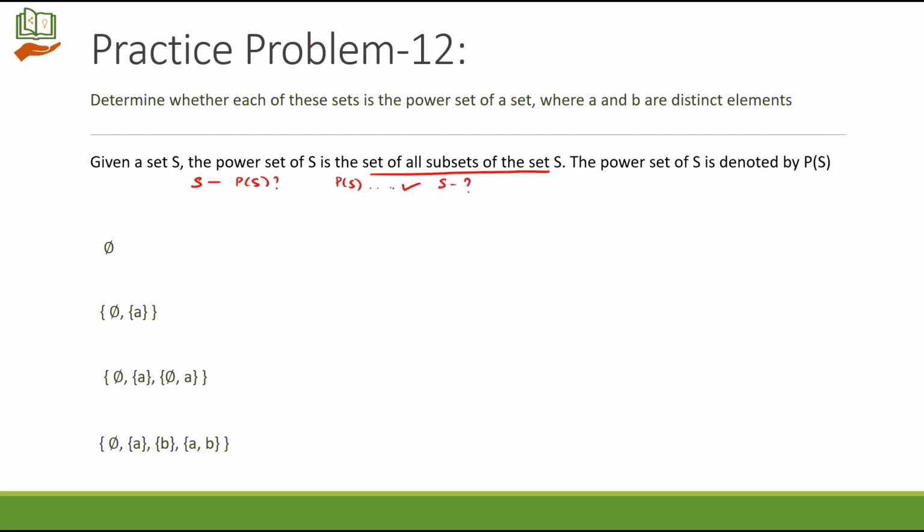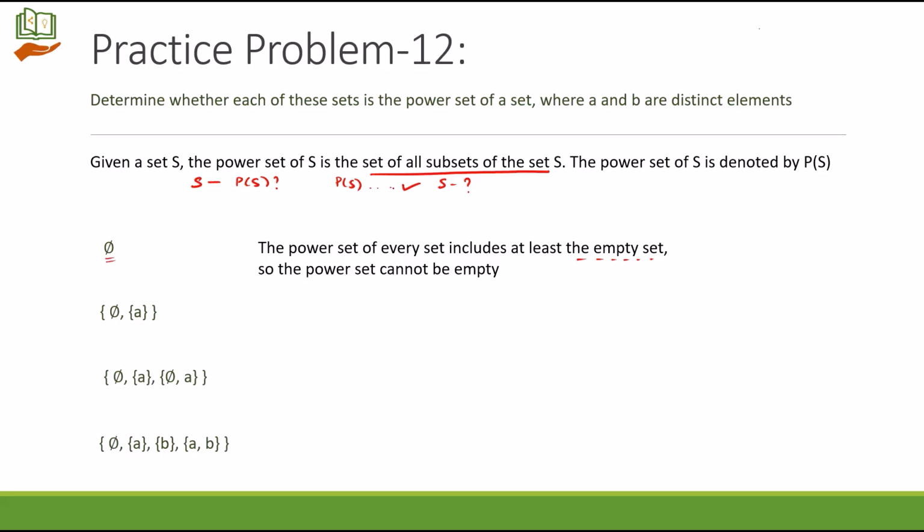Now they have given null. The power set of every set includes at least the empty set. So a power set cannot be empty. A power set should have something inside. It has to include at least the empty set. We previously saw the power set of null is equal to the set with the empty set. So this is the minimum power set that we will have. We will not have the empty set as it is. So this is not a power set.